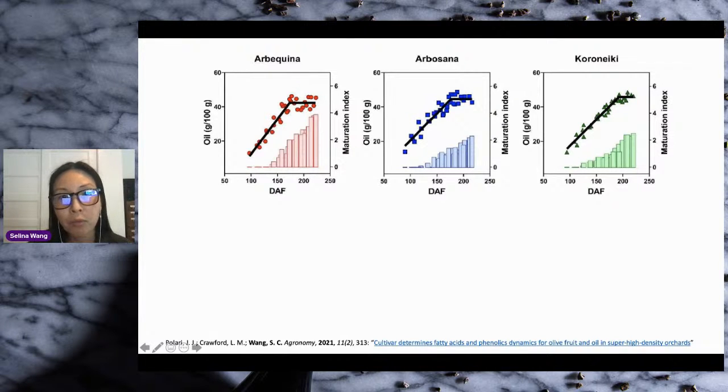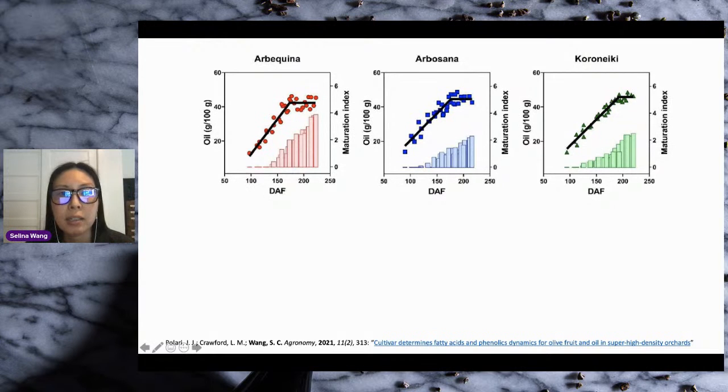And also from the farmer's perspective, their timing of harvest is important. And it's different for different cultivars. You can see that you will want to harvest Arbequina earlier, then you will harvest Arbosana, and then you will want to harvest Koroneiki the latest, as the oil accumulates a little slower compared to the other cultivars.